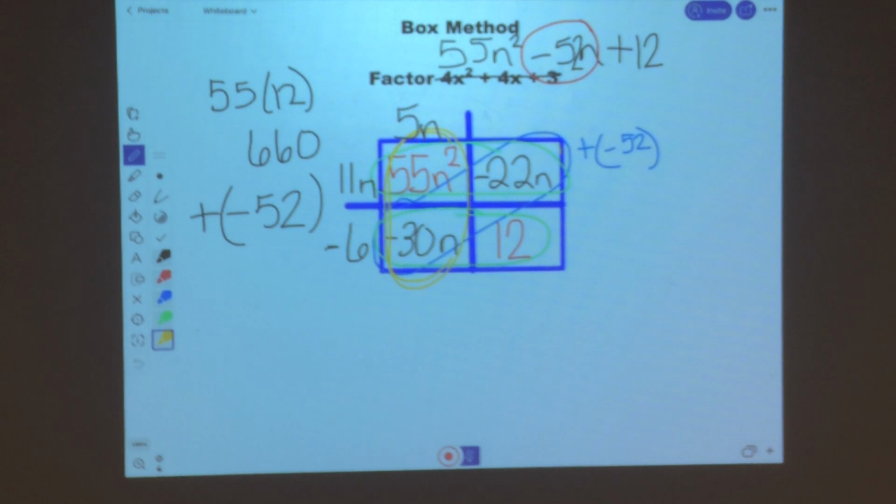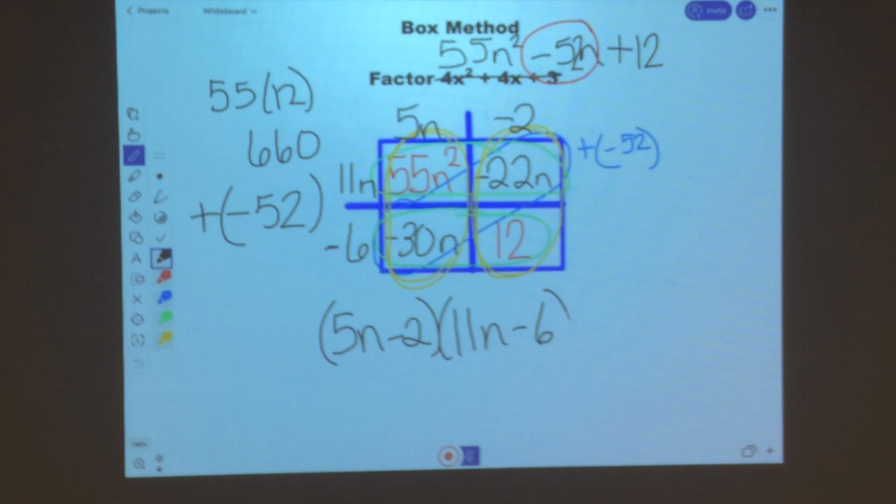Okay? So we do the same thing with the second column. If I factor out 11 from negative 22, I end up with a negative 2. So negative 2 times 11n is negative 22n. And so now if I check, negative 2 times negative 6 gives me that positive 12. So my factors are 5n minus 2 times 11n minus 6. Now I didn't have to think about that big number of 660.